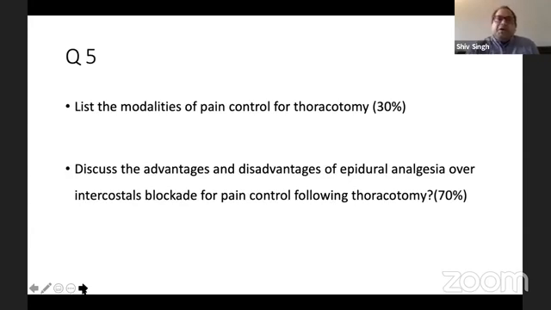Next question is on the management of pain control for thoracotomy. And then the second part is discuss the advantage and disadvantage of epidural analgesia over intercostal blocks for pain control following thoracotomy.